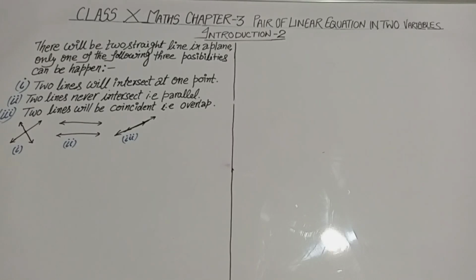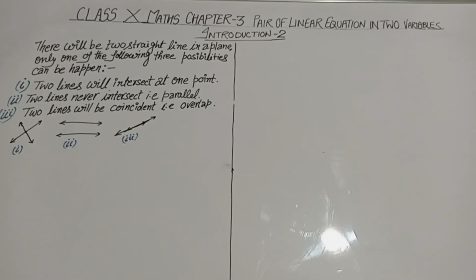Hello class. Today's video we will discuss class 10th maths chapter 3, pair of linear equations in two variables. This is the introduction part 2. In my previous video, introduction part 1, we discussed what is a linear equation in two variables, which we also discussed in class 9th chapter 4. Here a pair means two lines, that is, linear equations in two variables.